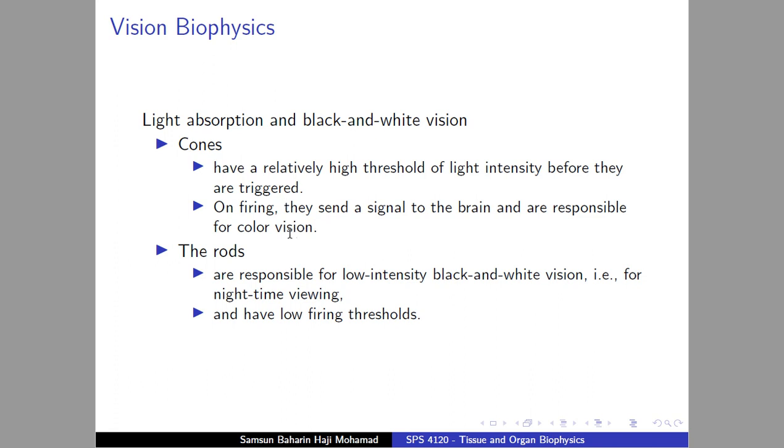Next is the rod, responsible for low intensity black and white vision, in other words for nighttime viewing, and it has a very low firing threshold. So it is very sensitive.